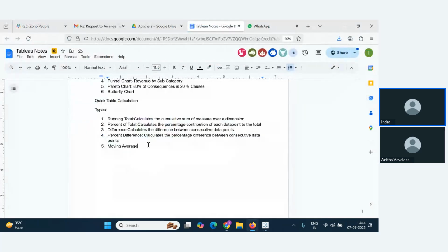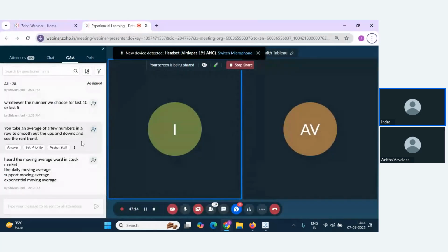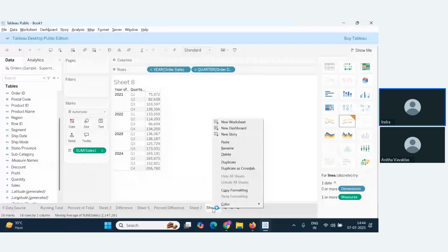So what is moving average? Moving average computes the average of a measure over a moving window of time all the time. Yeah, this is moving average. I hope it's clear to all the participants. Yes, no, please tell me. Moving average, clear?